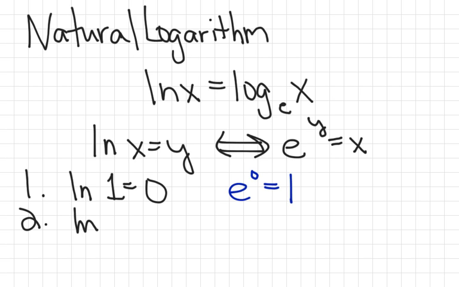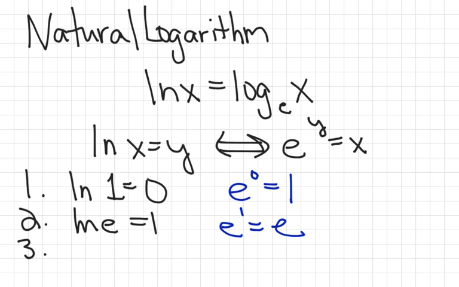The natural log of e is 1. Oops, I should have written that better. There we go. Why? Because e to the first is e. Let me phrase this another way. Natural log and e, they're inverses of each other. You remember what inverses do to each other? They cancel.